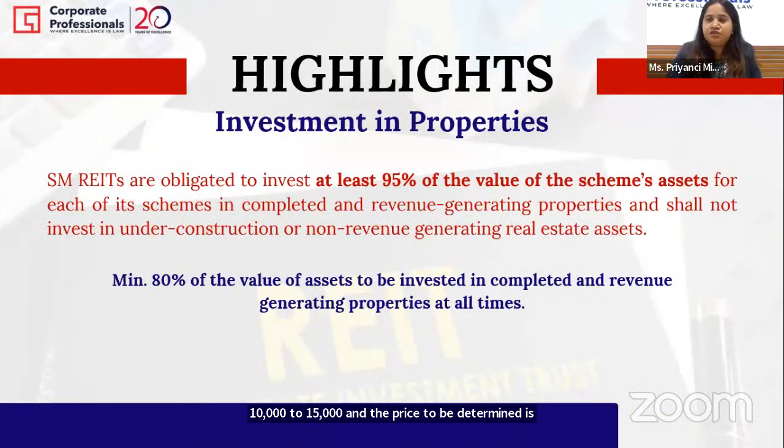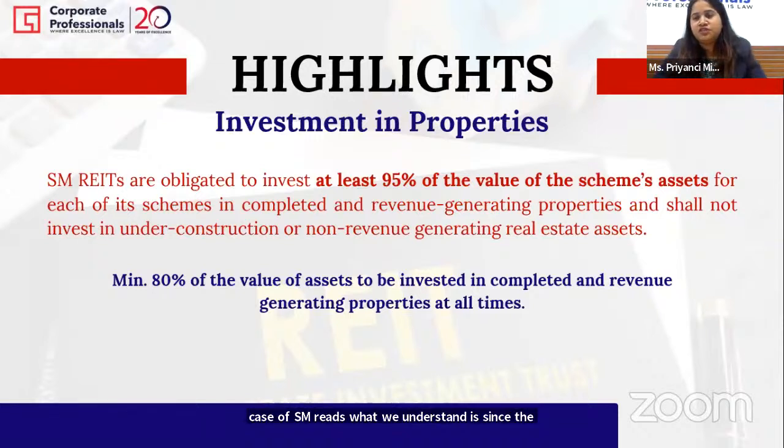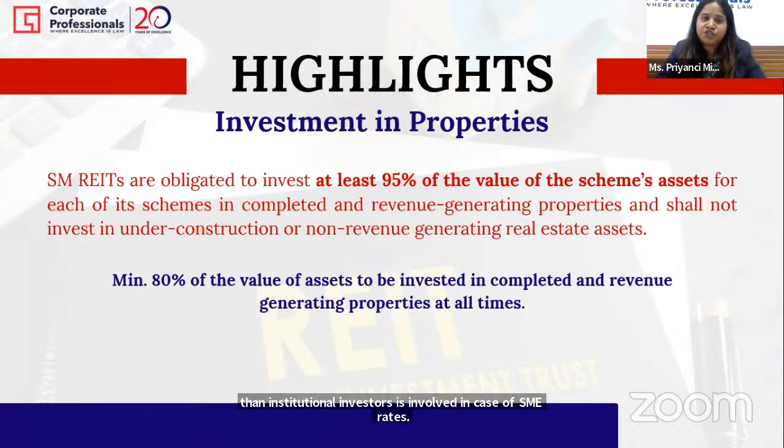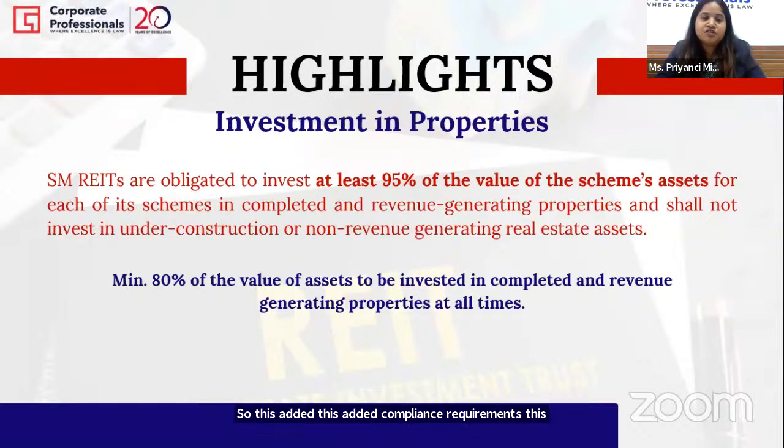Now, talking about the investment avenues, SM REITs are obligated to invest at least 95% of the scheme assets in completed and revenue generating properties. In existing REITs, it's 80% which they need to invest in completed and revenue generating properties, and 20% can be invested in under construction properties. But in case of SM REITs, the interest of smaller investors, other than institutional investors, is involved. So this added compliance requirement, this added protection, has been given to such unit holders. At least 95% of the value is now to be invested in revenue generating active assets.